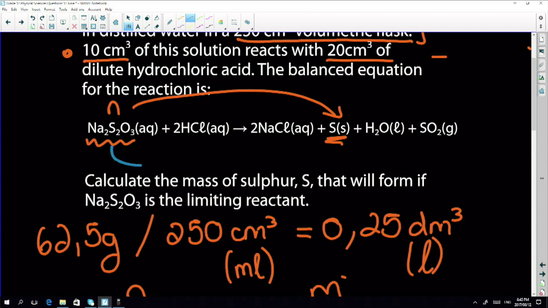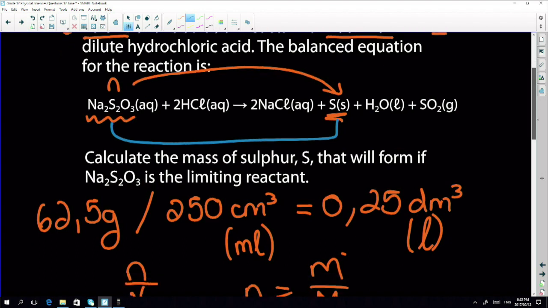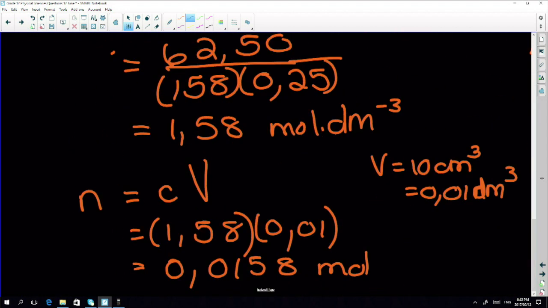1 mole gives me 1 mole. It's a 1-to-1 relationship. That's very, very important. So that means, because I know how many moles of Na2S2O3 I used, I know how many moles of sulfur I created, because they told me that it's the limiting reactant. Sometimes they don't tell you what the limiting reactant is. In fact, the next question we're going to do is like that, and you have to work it out first.